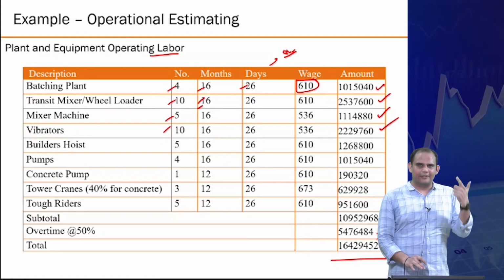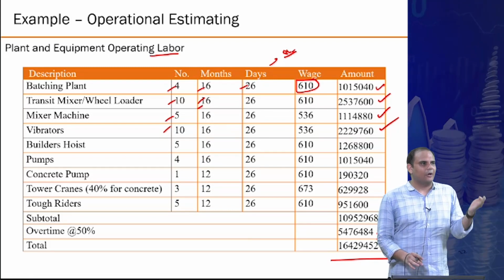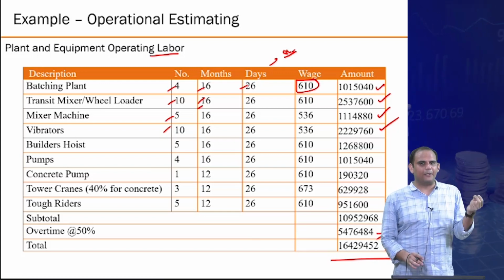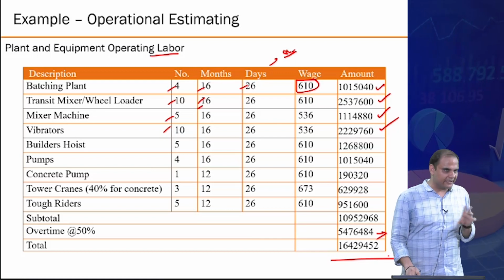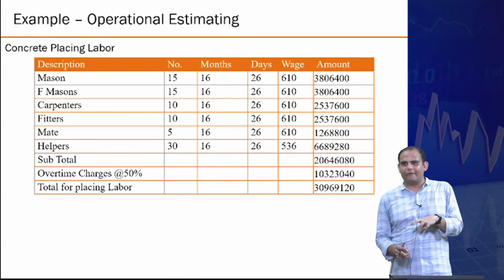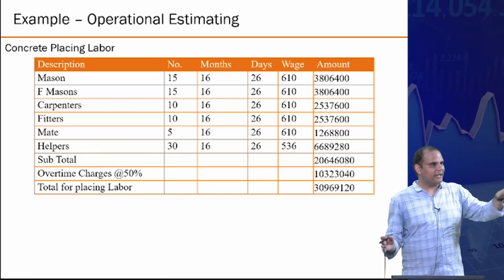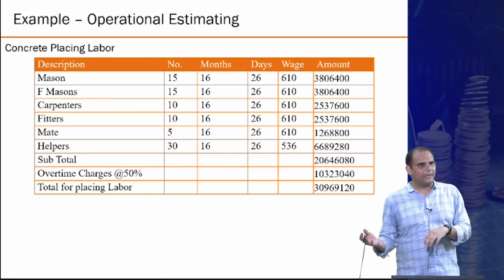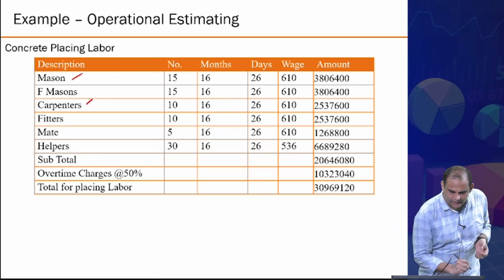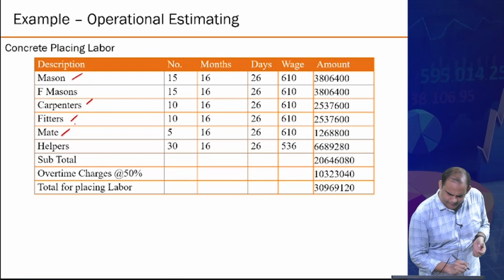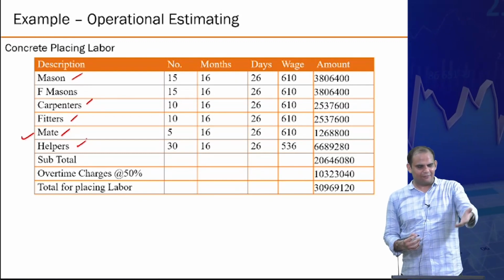So far we have covered the number of equipment, leasing, oil and power, and people to operate that machinery. But this is not the full picture. Labor is also required for the actual concreting activity. This is just the machinery and machinery operation, but you need people to actually do the concreting work. That is, you need masons, carpenters, fitters, mate, I have to check what exactly this is, helpers and all.